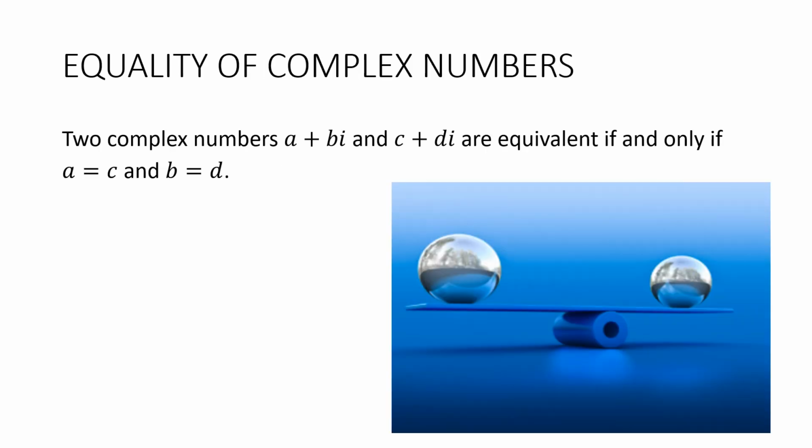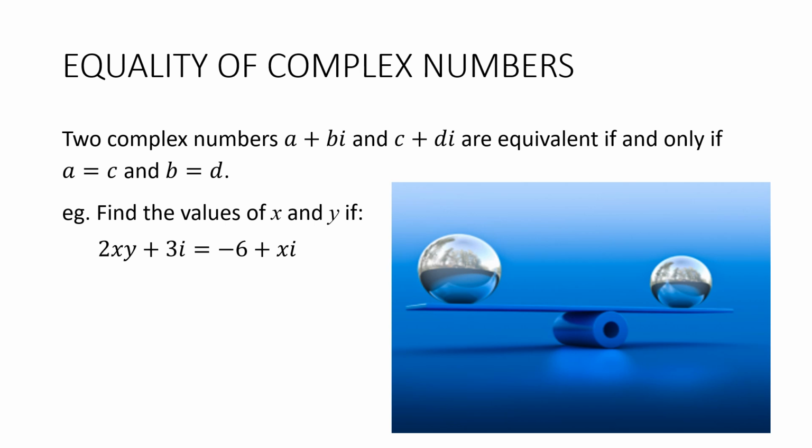Two complex numbers a plus bi and c plus di are equivalent if and only if a equals c and b equals d. And remember, a, b, c and d are real numbers. Now this seems really obvious, but it's a really important point. Let's have a look at a quick example.